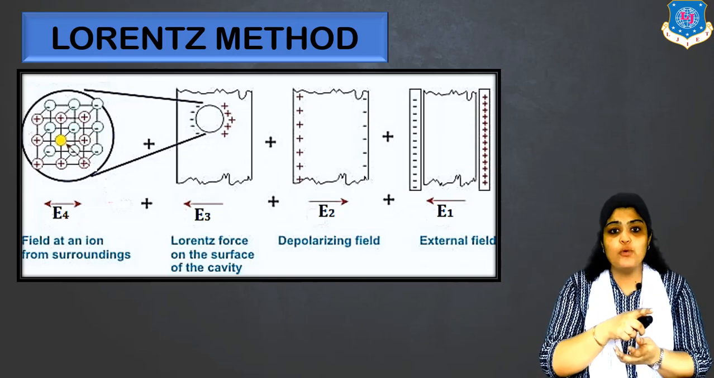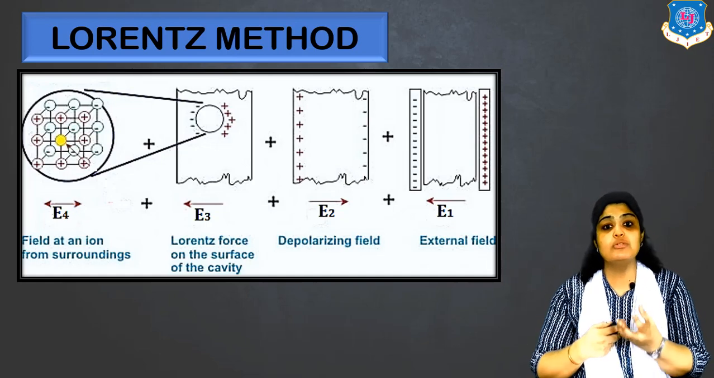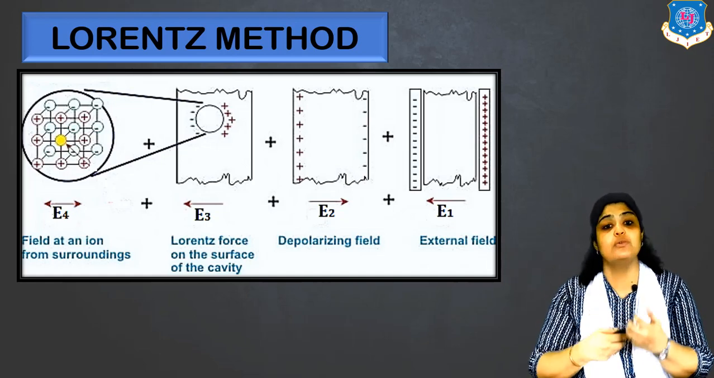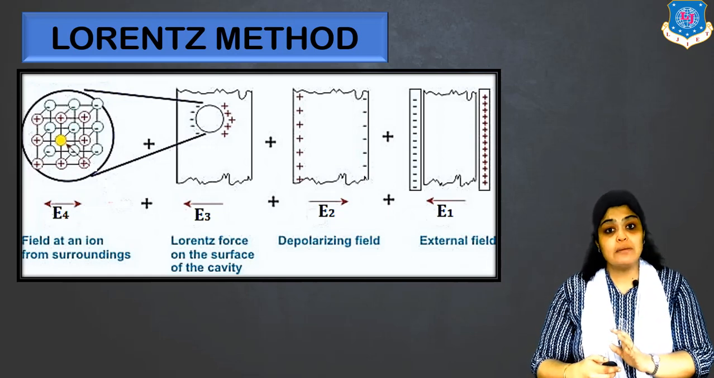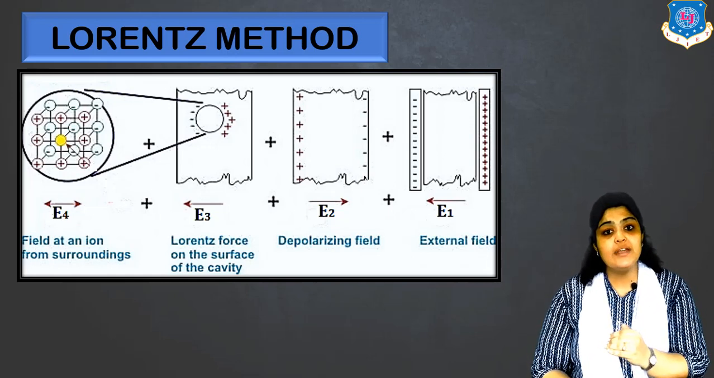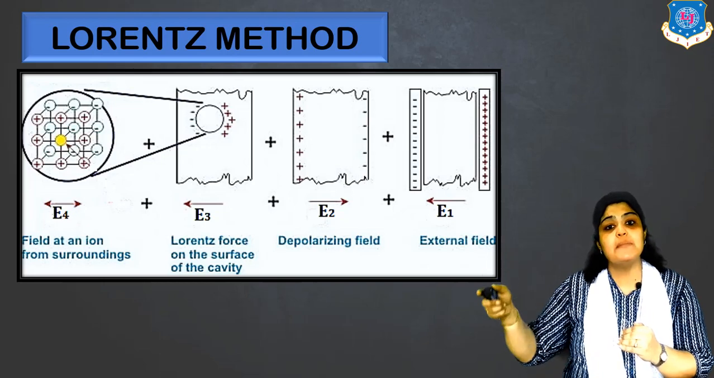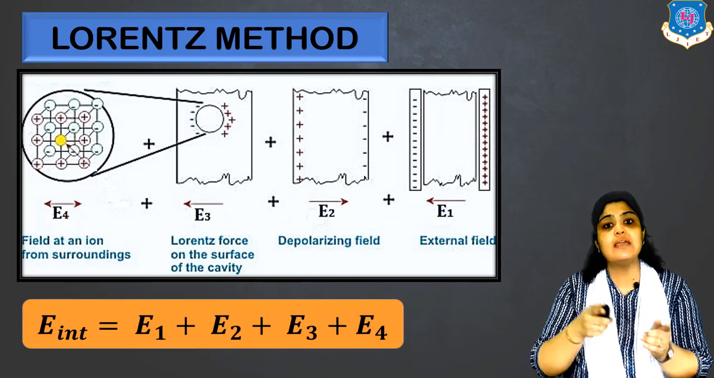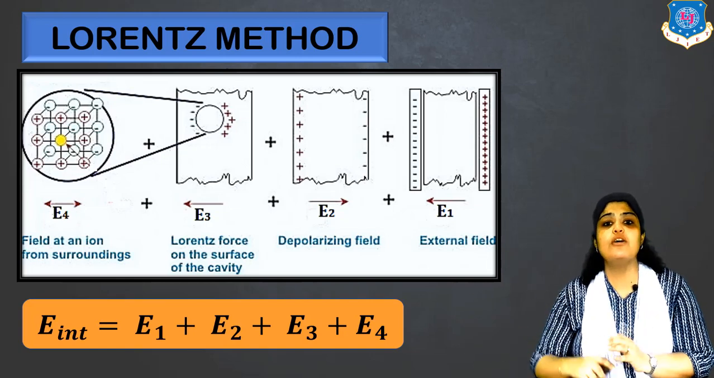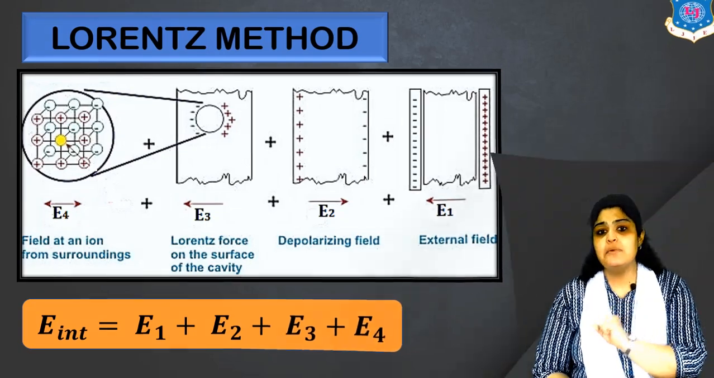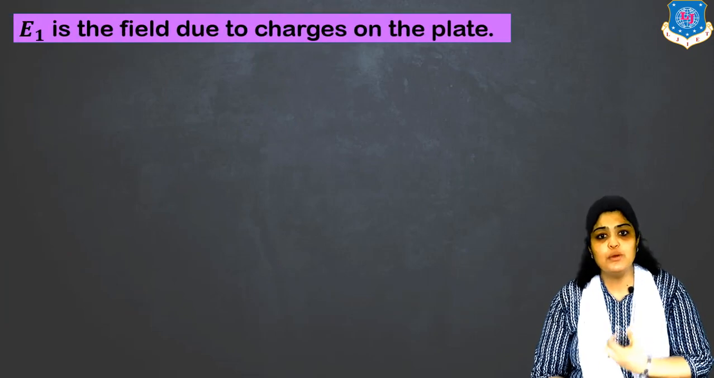And then the last portion, that is the leftmost portion, shows you all other dipoles or all other charges inside the spherical cavity. So the internal field, if we are going to find it, will be the summation of E1, E2, E3 and E4. This is how Lorentz found the value of E internal. Let me just brief you about what E1, E2, E3, E4 are.